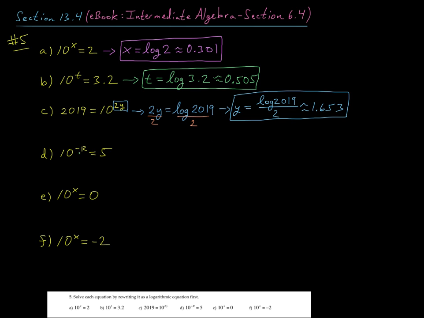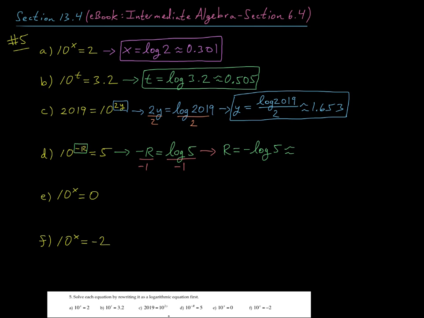For D, we got 10 to the negative r is equal to 5. And so for that, we are going to first just note that the exponent is now not r but negative r, so we get that negative r is equal to our logarithm, and again it's log base 10, and we're going to be taking the log of 5. But I have this extra step because I need to get r on its own, so I'll divide both sides by -1, and that's going to give us r is equal to, and dividing anything by -1 is just going to give us the opposite of that quantity, so I'm going to get minus log 5.